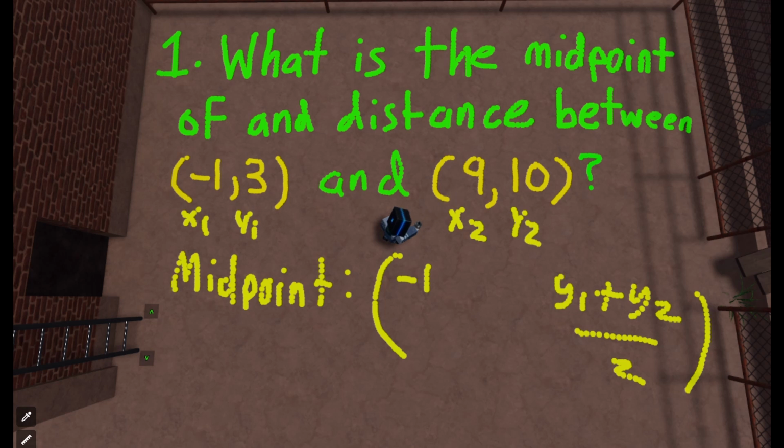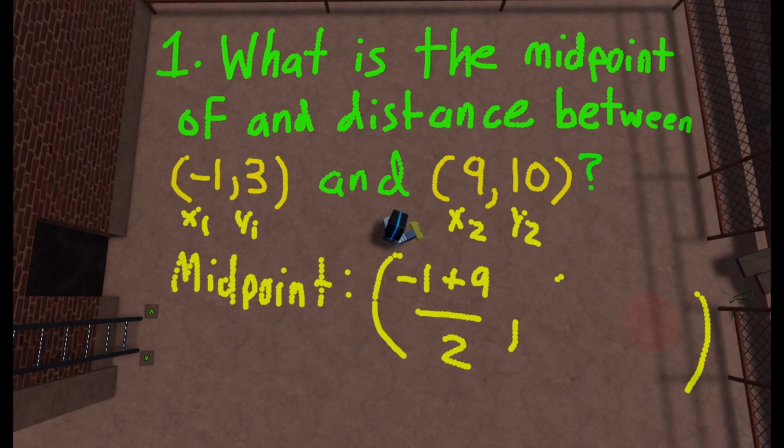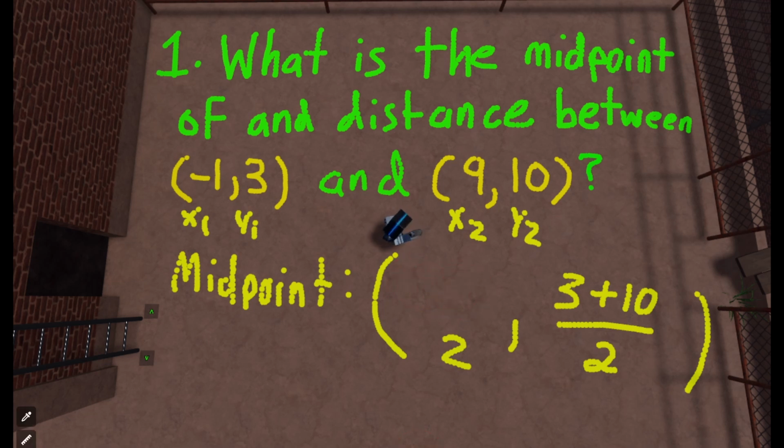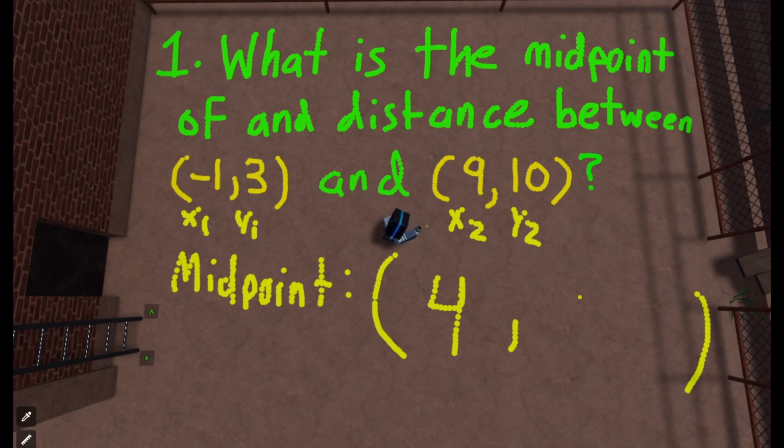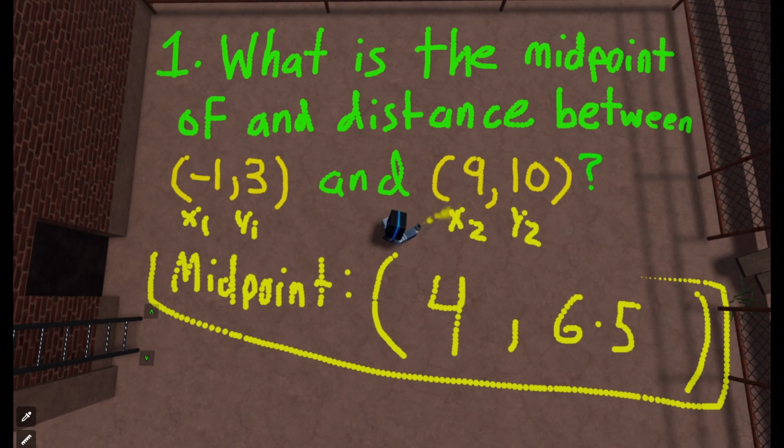So we have x1 plus x2, so minus 1 plus 9 divided by 2. And then for the y coordinate of the midpoint, we're going to have y1 is 3 and y2 is 10 divided by 2. So then minus 1 plus 9 is just 8. 3 plus 10 is 13. And then 8 divided by 2 is just 4. And then 13 divided by 2 is just 6.5. So this is the midpoint of those 2 points, 4, 6.5.